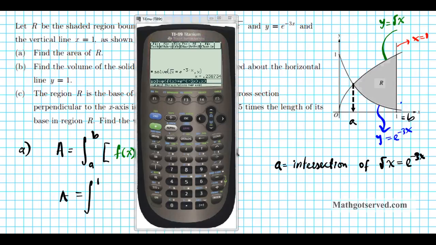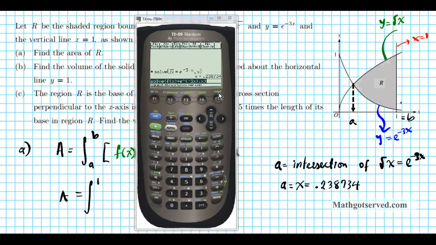So let's write it down. A is where x is equal to 0.238734. Let's give it at 6 decimal places. We'll round at the end, okay? So this solve function can be used for calculators that are TI-89 or TI-89 Titanium versions.